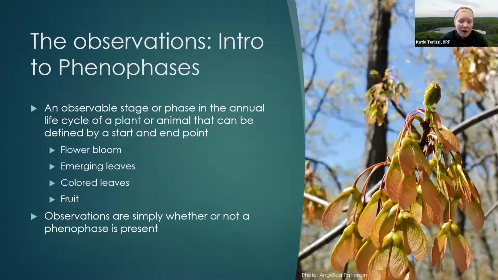So what are we actually observing? We're going to be looking at what are deemed phenophases. And a phenophase is an observable stage or phase in the annual life cycle of a plant or animal that can be defined by a start and end point. So it's basically just things that you see on a plant, like a flower bloom. You can say very definitively, like, there is a flower on this plant, or there is not a flower on this plant, and that flower is open from one point in time to another point in time.